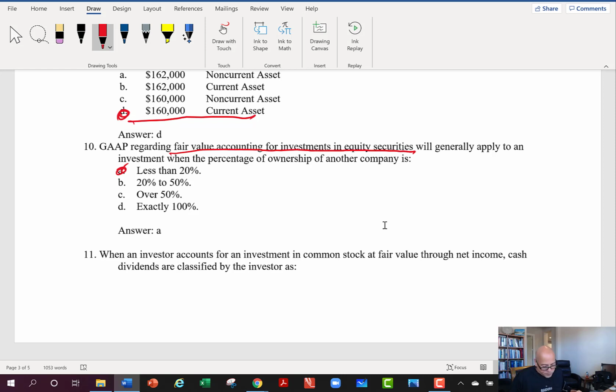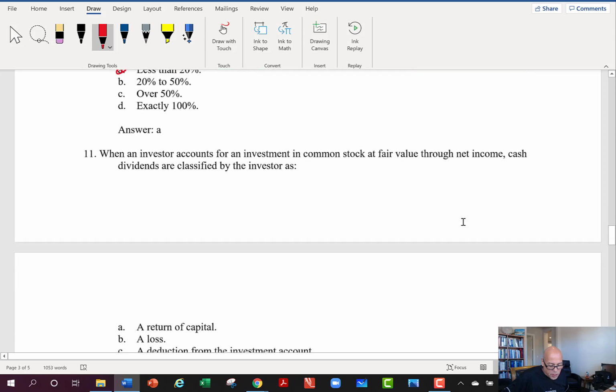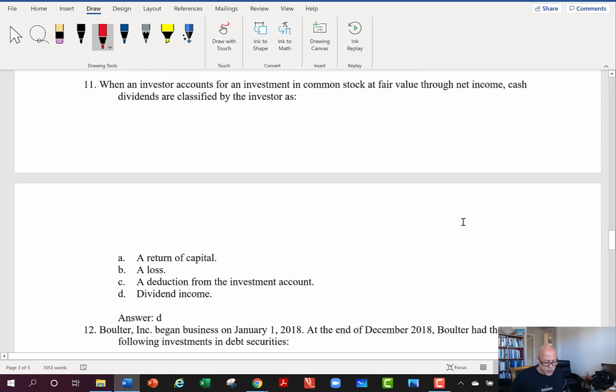So let's go ahead and take a look at this next one. When an investor accounts for investment in common stock at fair value through net income, cash dividends are classified by the investor as what? Income. That's our dividend income. Okay.